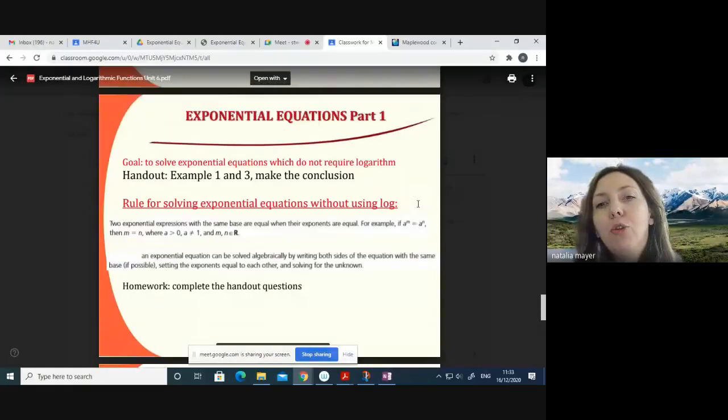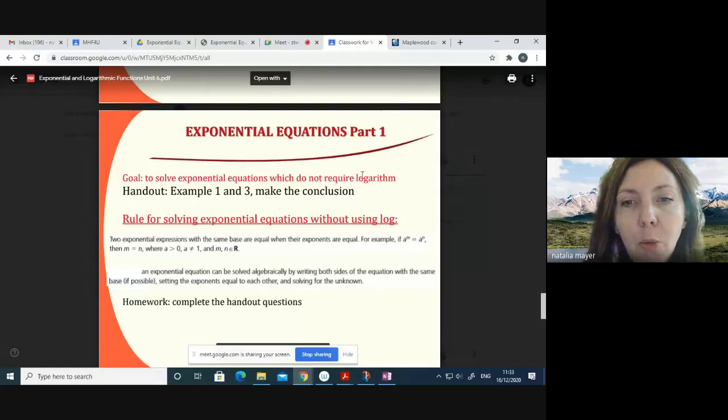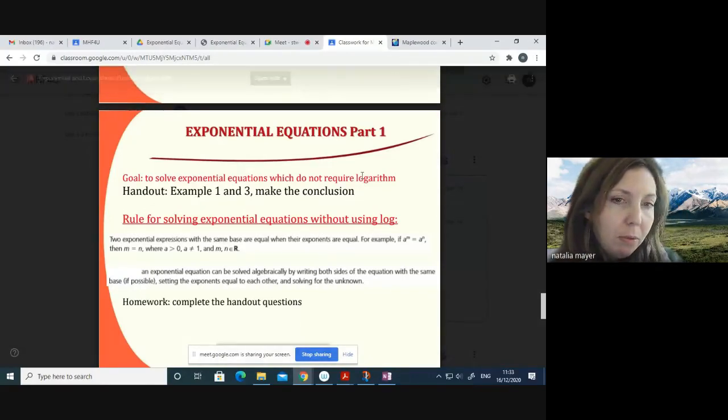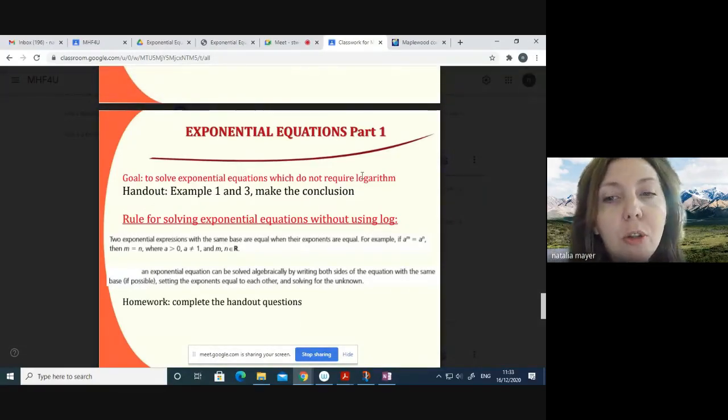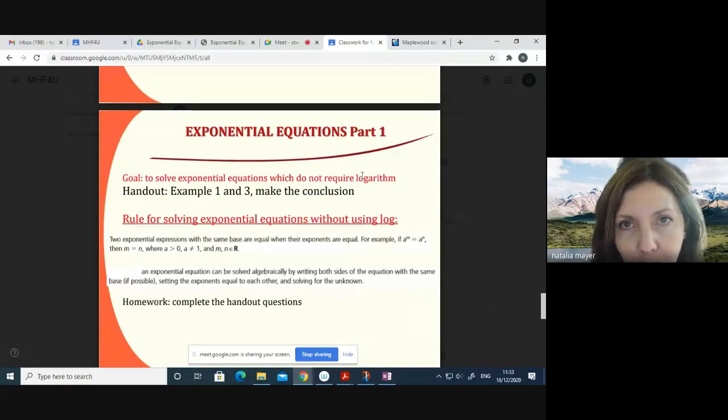So I would like you to write down the topic of today's lesson, which is exponential equations. Exponential equations. What is an exponential equation? An exponential equation has got a variable in the exponent.